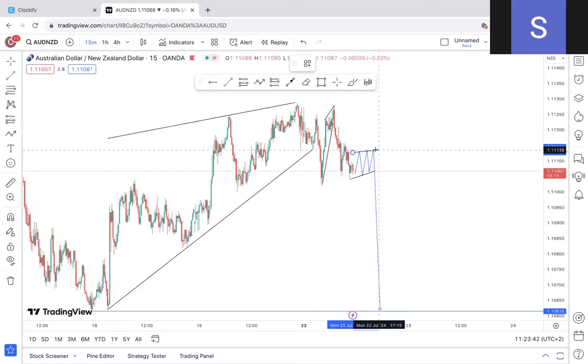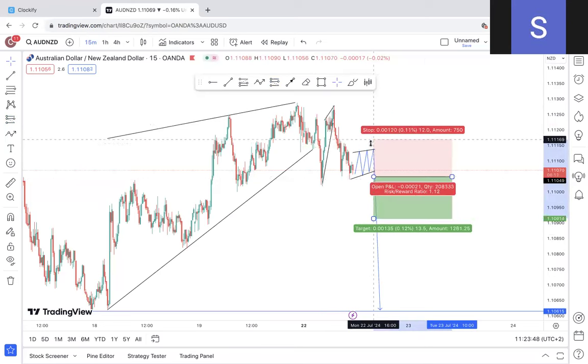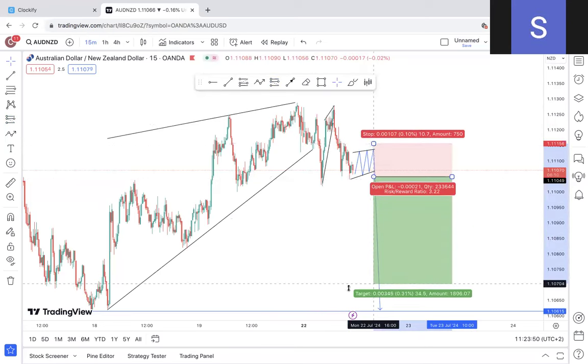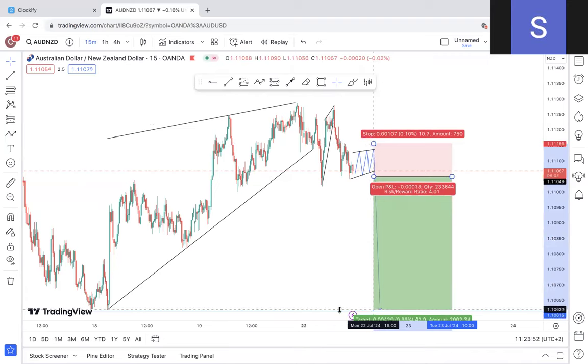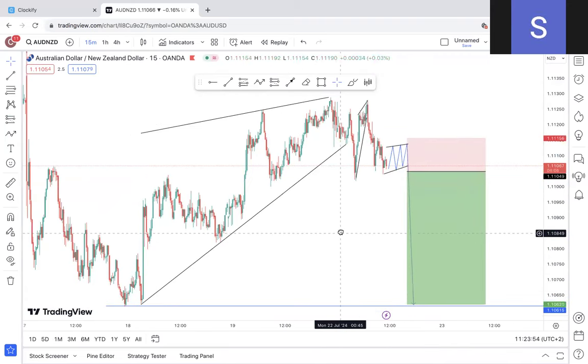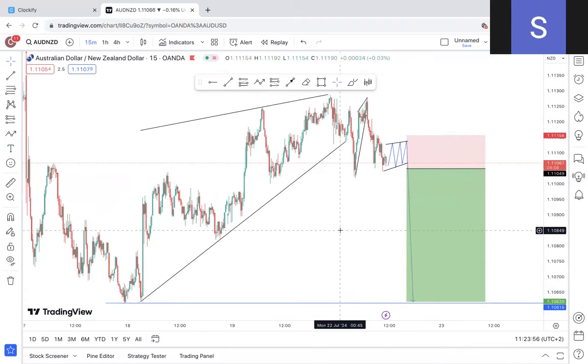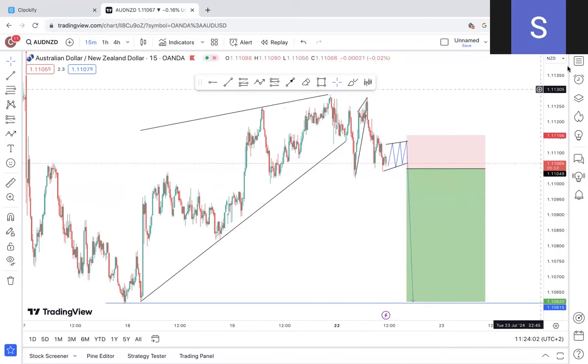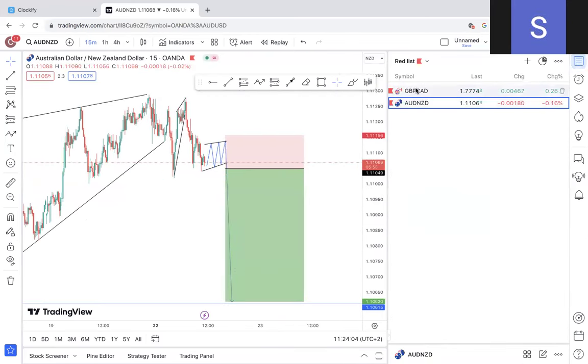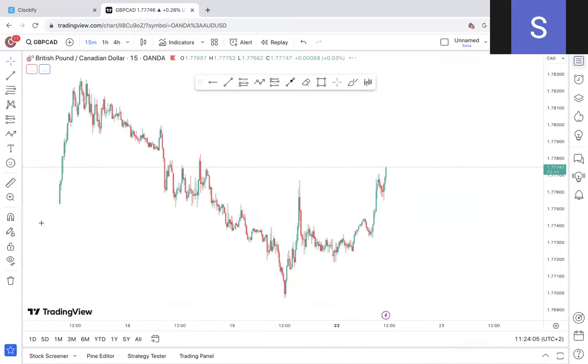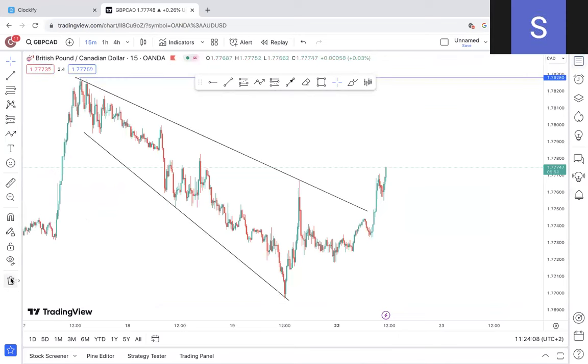Something like this. This is my impulse correction. So I'm looking to enter on the breakout, stops above, and TP all the way to the downside. So this is how I'm looking at the Australian dollar over the New Zealand dollar. Now on to my next pair, which is the Great British Pound over the Canadian dollar.